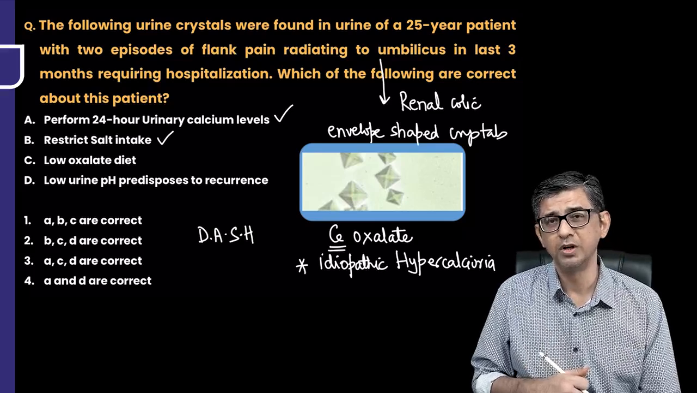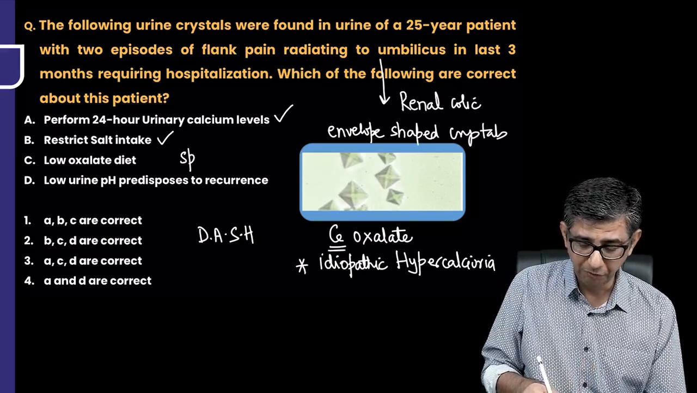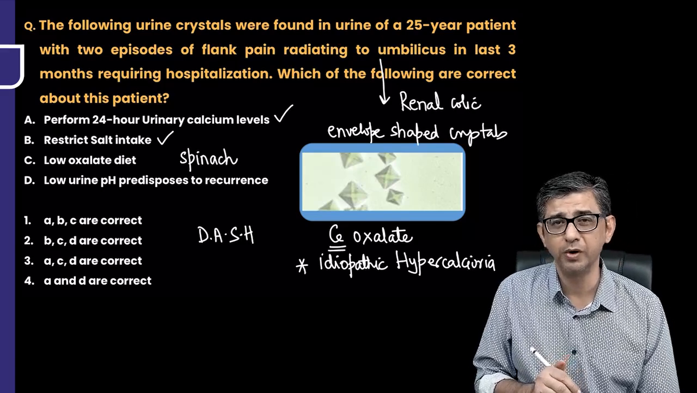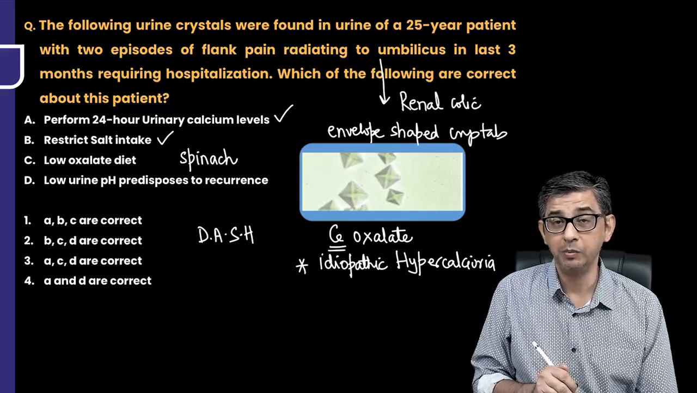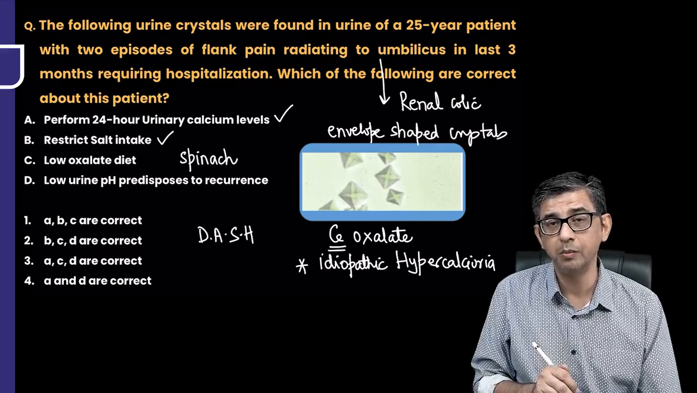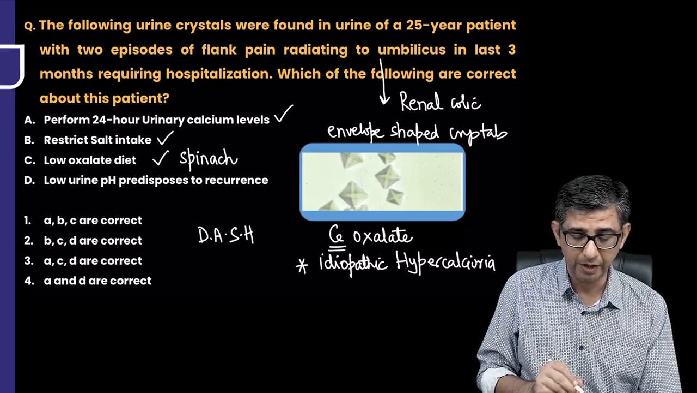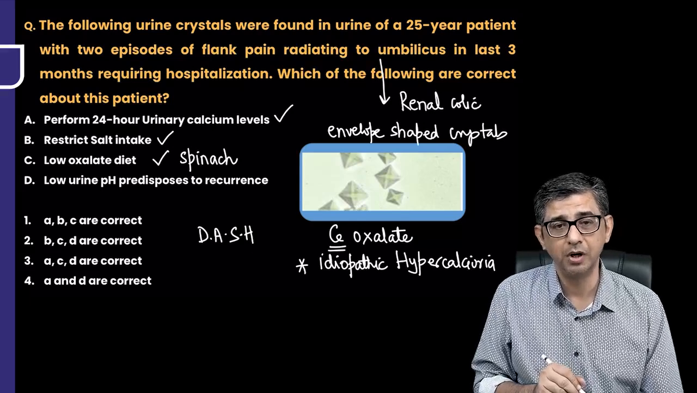C says low oxalate diet. That makes sense because lots of times vegetables like spinach, for example, or potatoes, staple food in India, are loaded with oxalate, and you have to tell these people that the vegetables you're not supposed to eat, or eat only sparingly, are spinach and potatoes. So low oxalate in the diet also makes sense. So A, B, C are correct. Let's now check out the last option here.